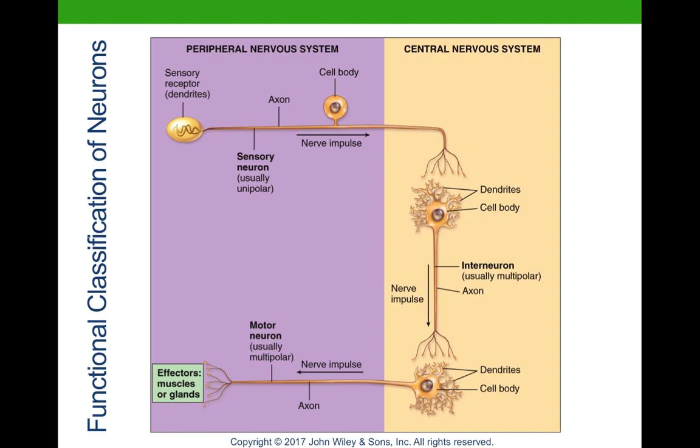And here you will see our sensory neuron will carry the impulse into the central nervous system or towards the central nervous system. So afferent, carrying towards the central nervous system, and efferent with an E, carrying it to the effector or exiting the central nervous system.